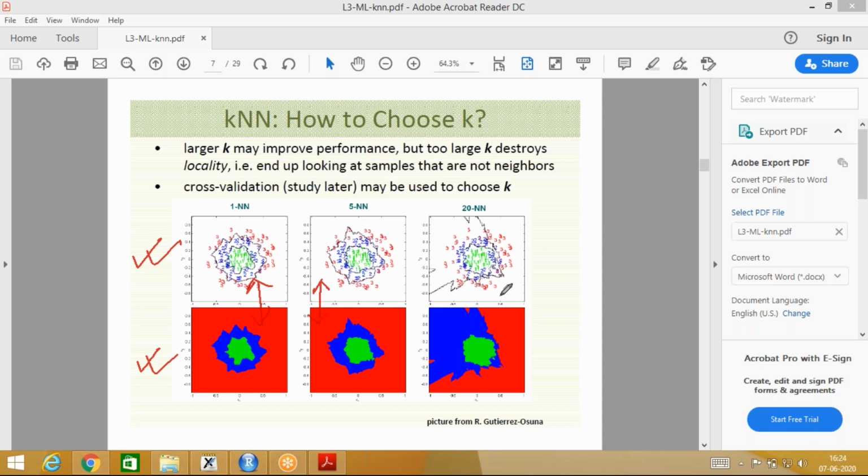But when you take k is equal to 20, it has been simulated and seen that this matching is not happening properly. So too high k creates a problem. It has been simulated and seen. You can also try, you will also see that.